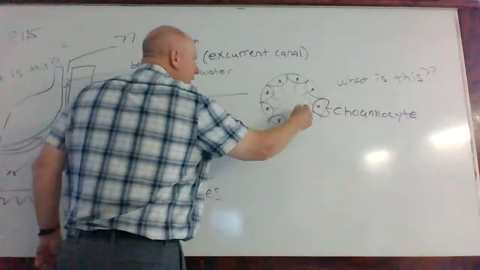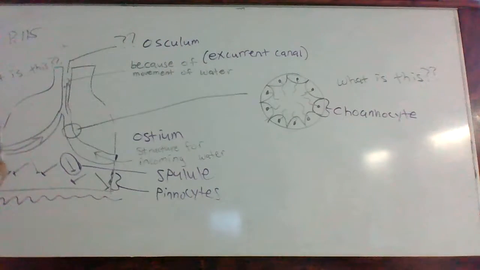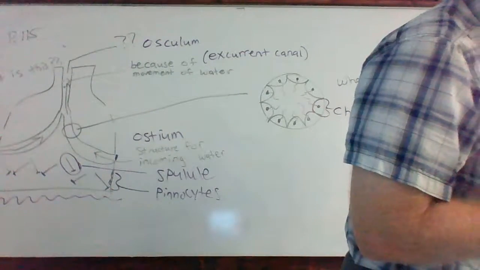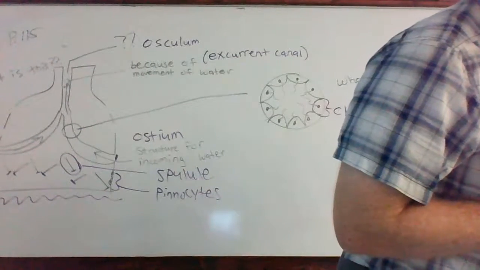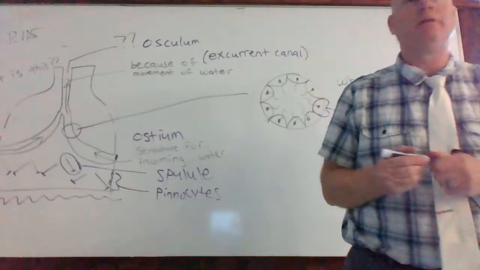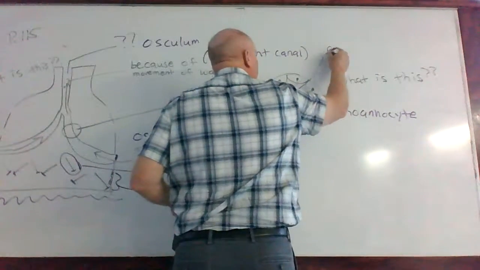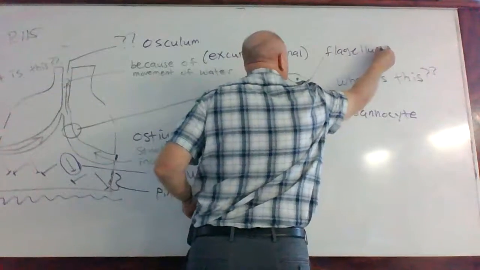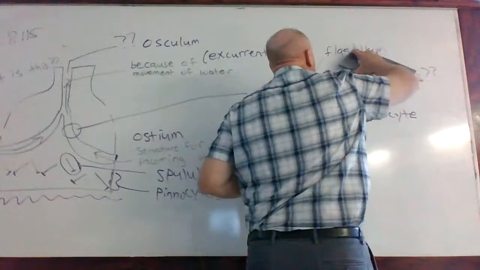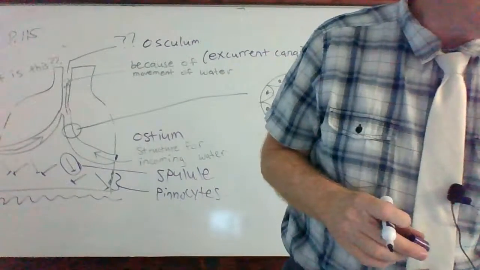And then these whip-like structures must be what? What would you think that it is that the choanocytes have inside of them? And there you might need to do a little digging. Flagellum, that's right. So that's what these structures are here. Okay, flagellum.